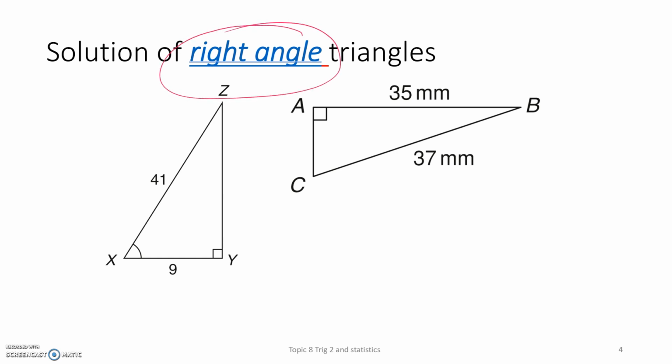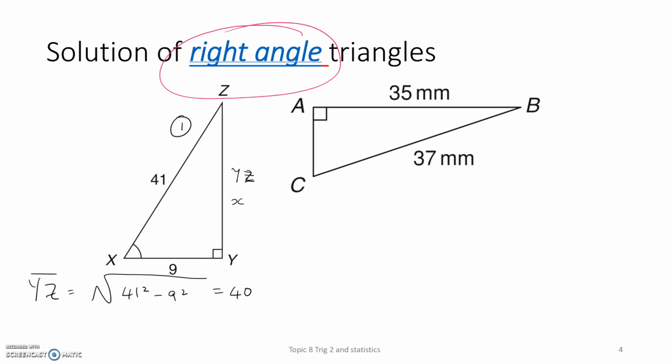So in the left-hand diagram, we'll call it number 1, we can find YZ, or little x, by using Pythagoras' theorem. So YZ is equal to the square root of 41 squared minus 9 squared, which is 40, which shows us it's a nice right angle triangle because Pythagoras' theorem works.